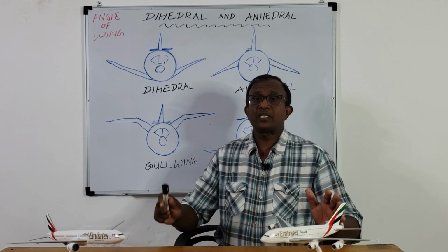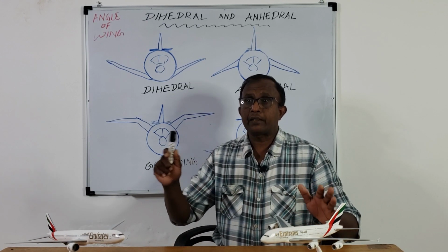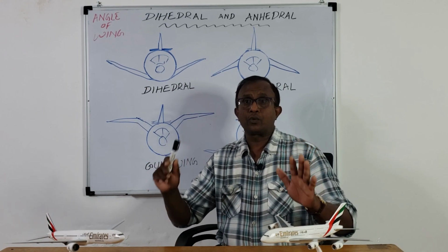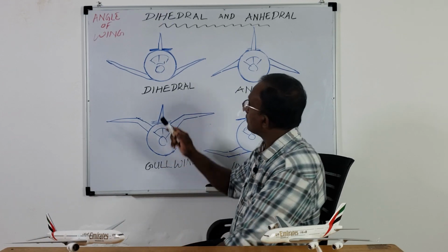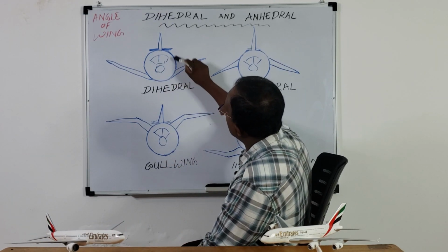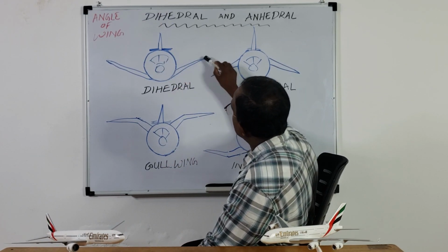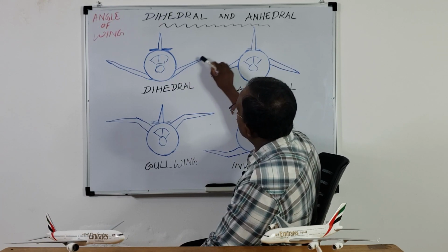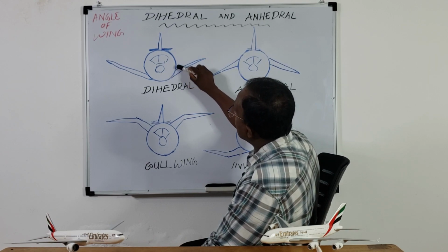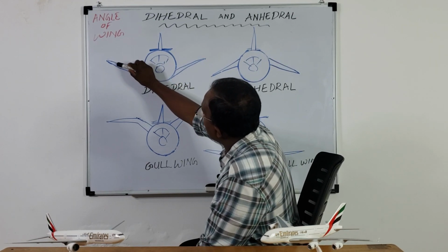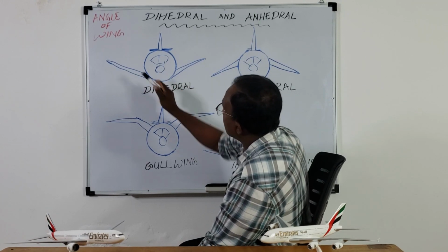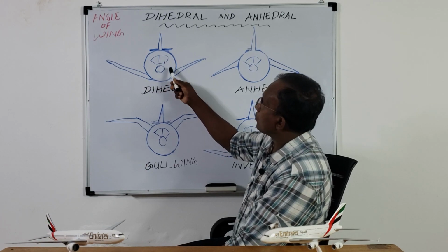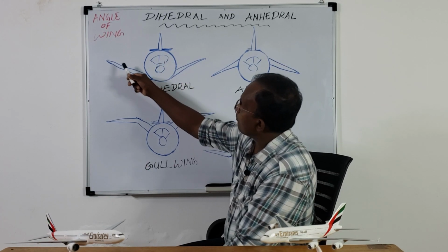Okay, first one is dihedral. The tips are higher than the root. So this is the aircraft fuselage and this is the root and this is the tip. So wing tip is higher than the root. So the shape will be like this V shape. This is called dihedral. So mostly passenger aircraft using this type of wings.